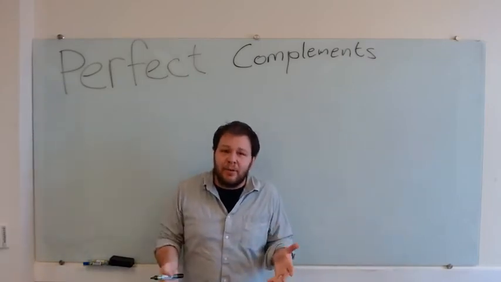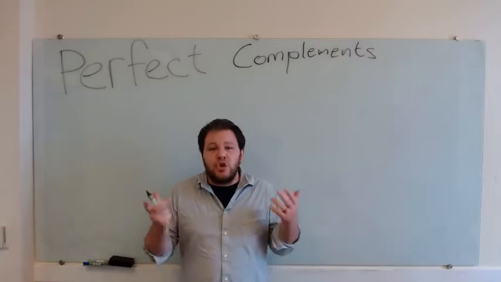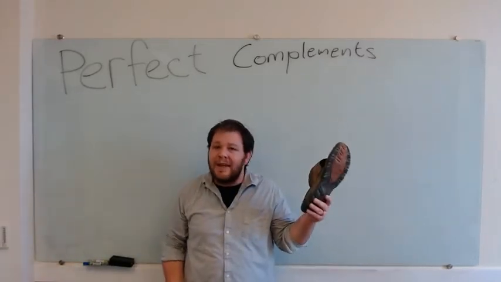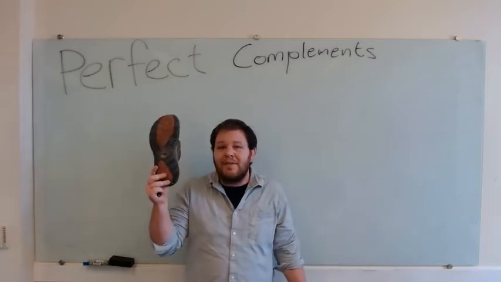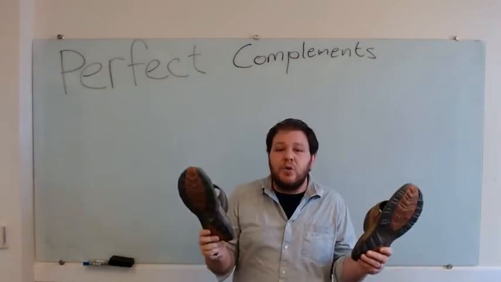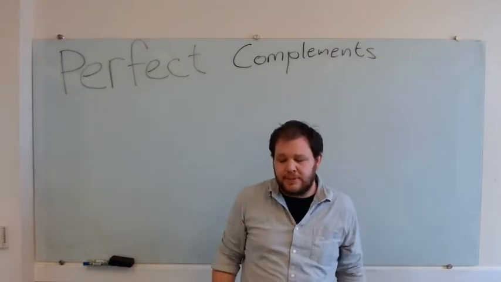So the classic example people like to give is right shoes and left shoes. If I have a left shoe but I don't have any right shoe to go along with it, not very useful. If I have a right shoe but no left shoe, that's not useful either. I can really only use shoes when I buy them in pairs.